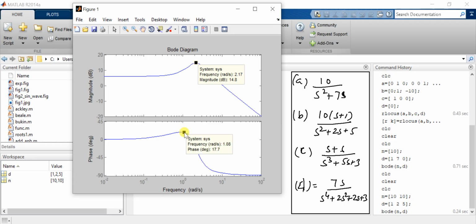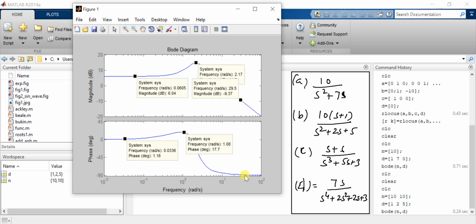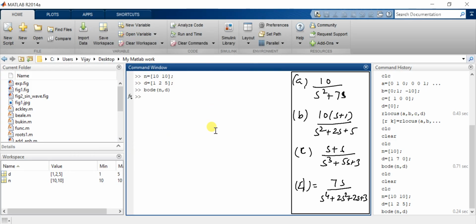This is the phase angle versus frequency plot. As you can see, you can mark on the graph for finding the value of phase and magnitude. Now let's try to code for the third one.